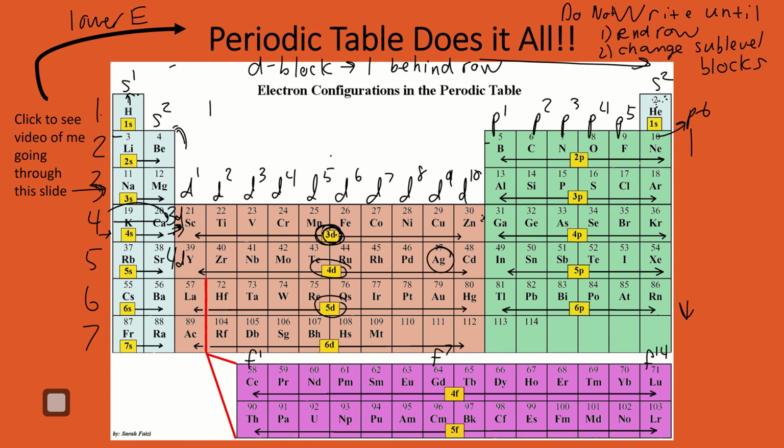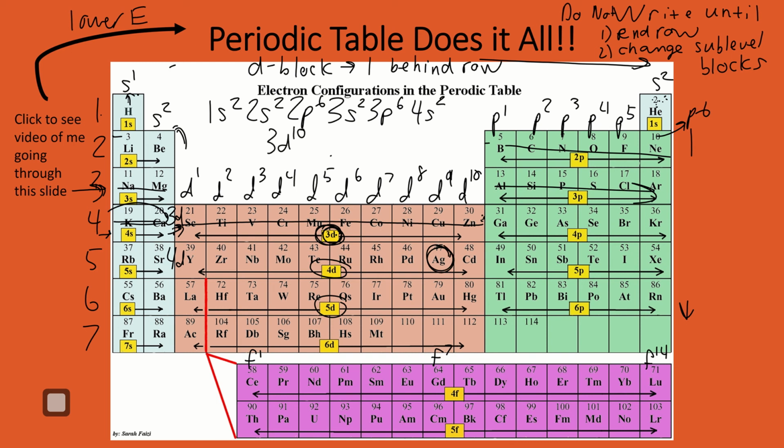I go across the top, 1s2. I go through the first 2 elements in 2s. It's not there, so 2s2. I go across 2p, so 2p6. I finish the row. 3s, I'm going to leave it. Go across 3p6. Then I'm into 4s, so that's 4s2. Now I go into 3d, and that's not where silver is, so I write 3d10.